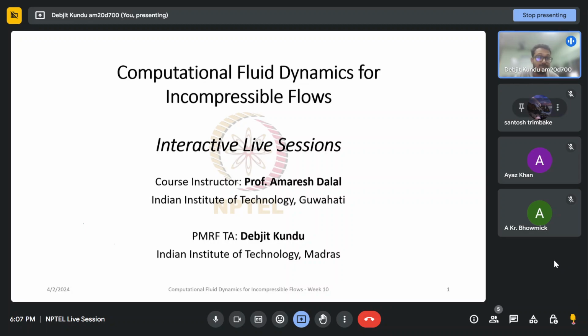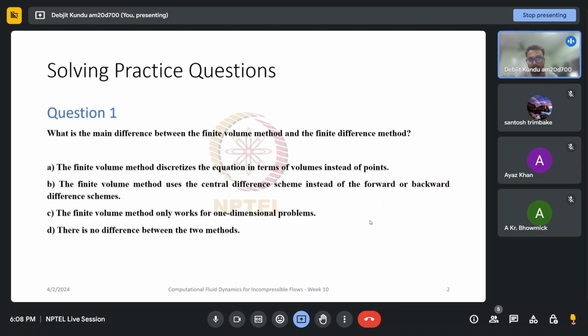This week, we have started looking into finite volume methods in contrast to finite difference methods, which we have been learning so far. So let's delve into the questions. This is question number one, which is asking us what is the main difference between these two methods, the finite volume method, also known as FVM, and the finite difference method, which is FDM.